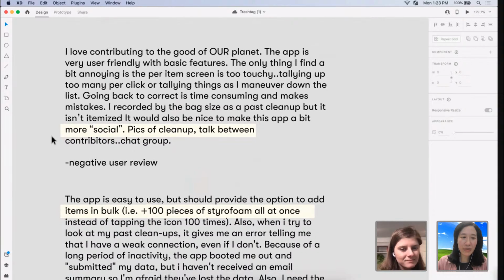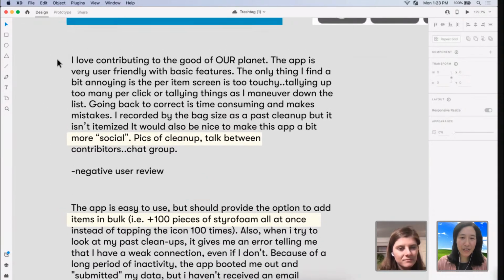So this was a negative review. Well, first, they start off very positive. They're like, oh, I love contributing to the good of our planet. I think, yes, I agree. We are on one planet. We have one closed ecosystem, so we should all take care of the planet.